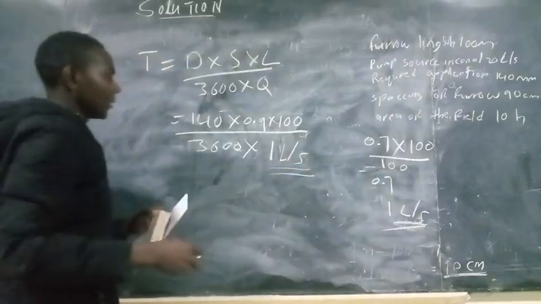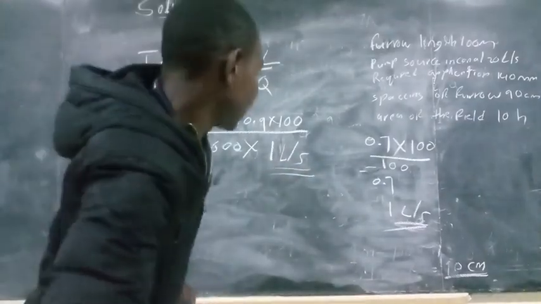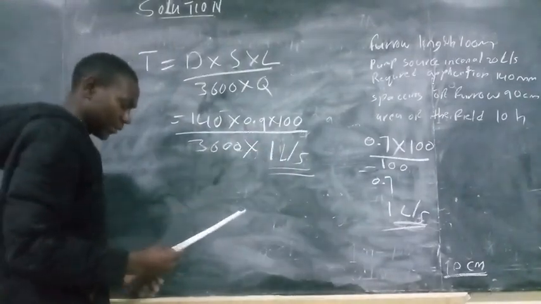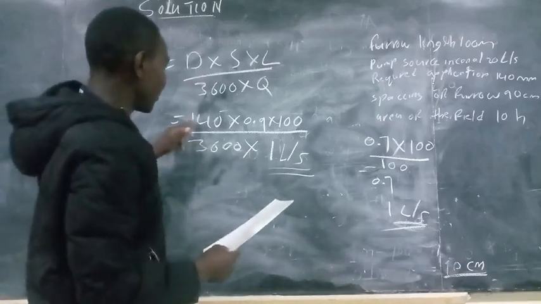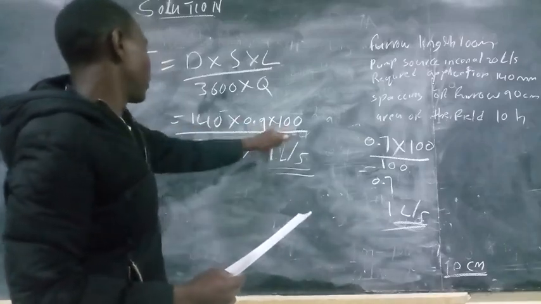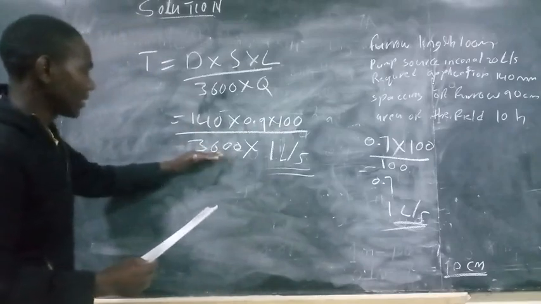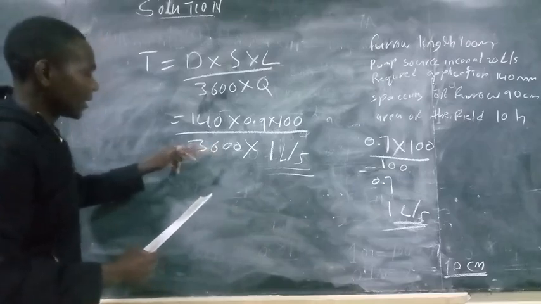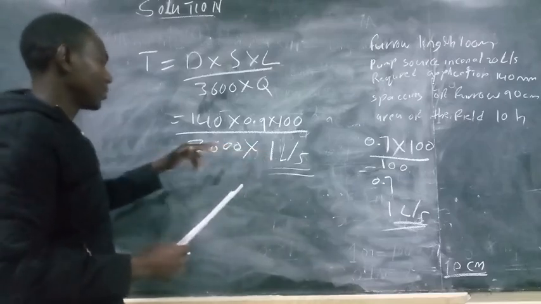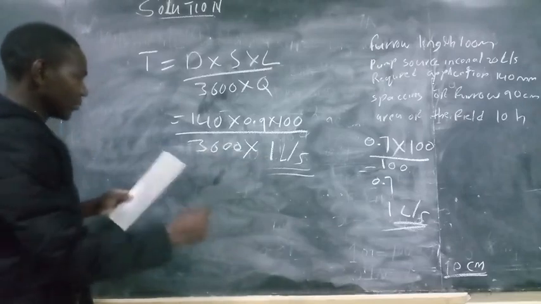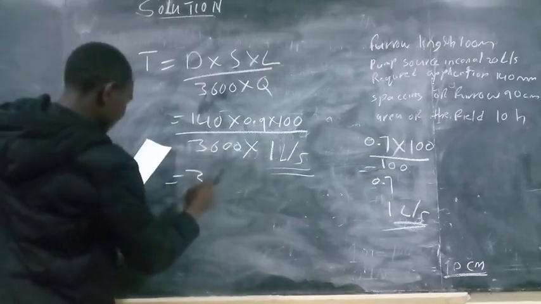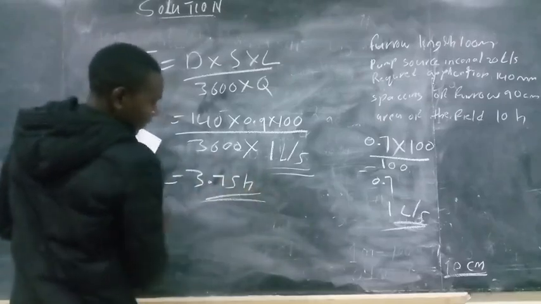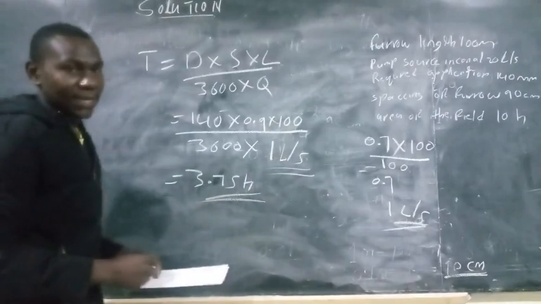And now let's calculate with the figures we've been given. So now let's proceed with our calculations. When you multiply all these figures on top, then you divide with the 3,600. Since 3,600 times 1 will still give you this one. The answer you are going to get is 3.75 hours. So this was our time, ladies and gentlemen.